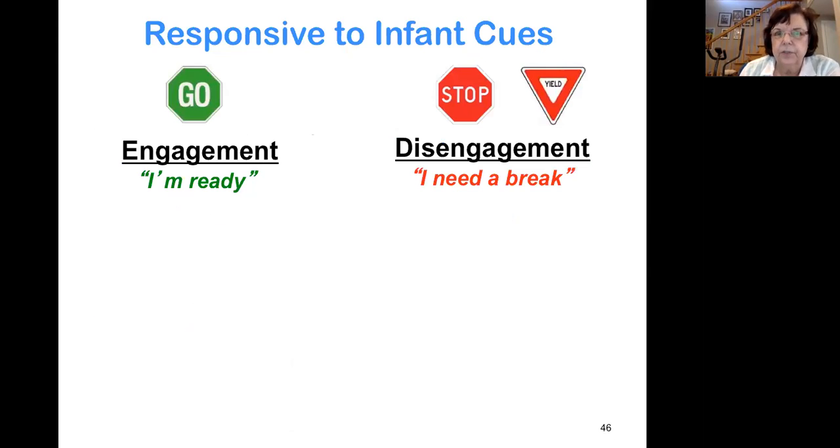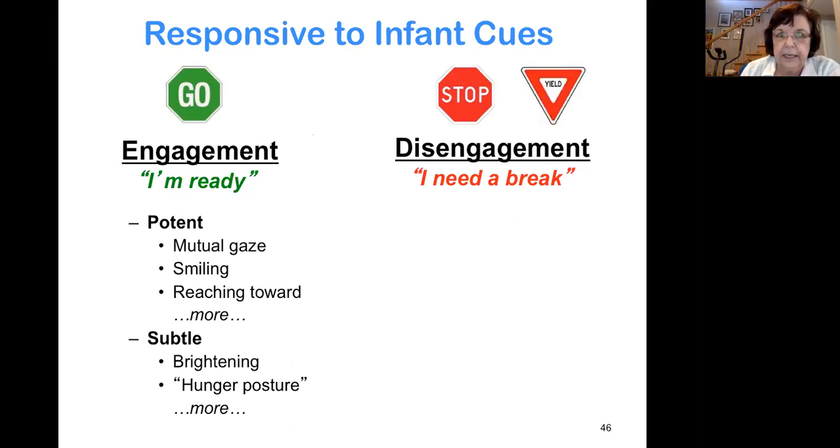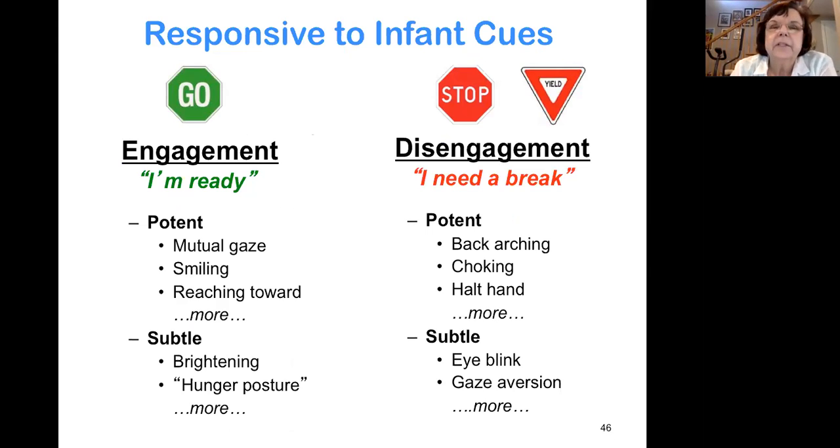So the infant cues, and there's a long, long list of them, but there are engagement cues and disengagement cues. Engagement means I'm ready to interact. They might smile, they might reach toward you, they brighten, they still, etc. Disengagement cues, we have potent ones: back arching, choking, halt hand.